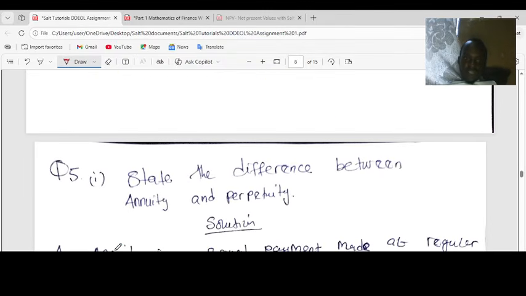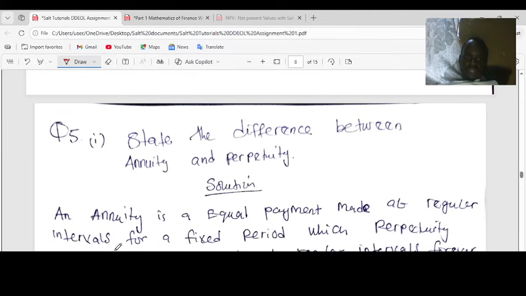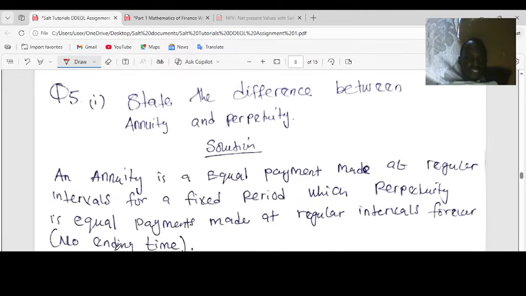Let's look at your question 5. What is question 5 saying? State the difference between an annuity and a perpetuity. I think that's just a statement you have to understand. I'm sure you can be pausing. If you want to, this is a video, you can pause and take a deep breath. You would note down the point that you have understood before you continue. So what is an annuity? An annuity is just an equal payment made at regular intervals for a fixed period of time.